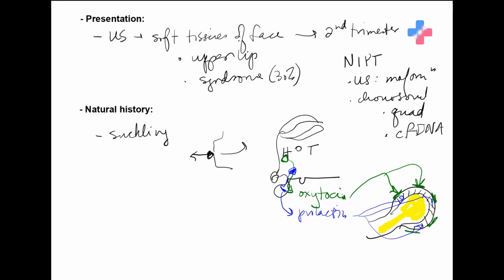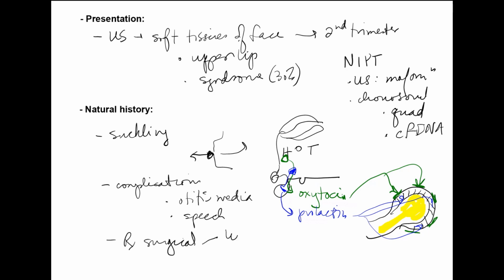Suckling mostly is due to an intact palate, and so the disease tends to be less severe if there is only a lip defect. Complications from cleft palate include otitis media due to abnormalities of the eustachian tube and abnormal speech. Treatment is surgical, typically of the lip at 3 months and of the palate at 6 months.